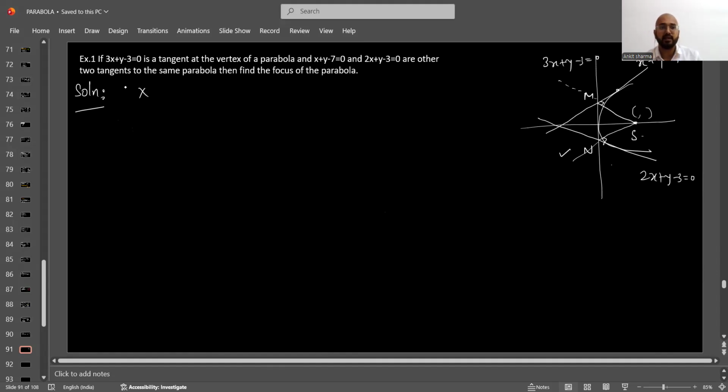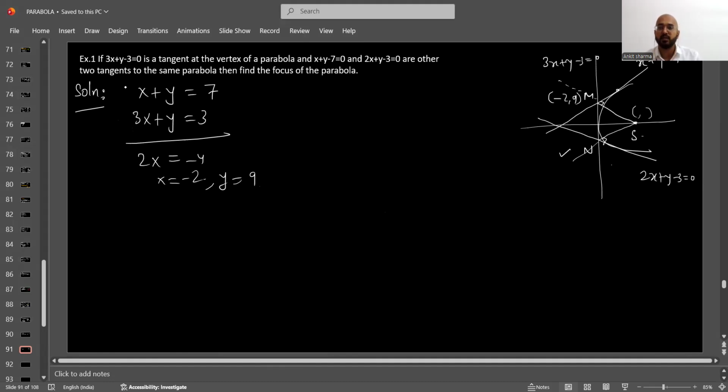So if I have line x plus y is equal to 7 and 3x plus y is equal to 3, I can simply subtract. So 3 minus 1 is 2 is equal to minus 4. That means x is equal to minus 2. If I plug in x is equal to minus 2, y is going to be 9. So this point M is nothing but minus 2 comma 9. So I've solved for these two points of intersection.